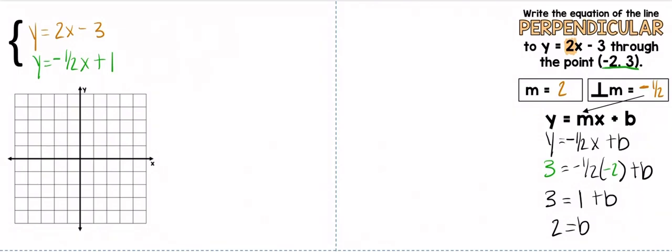So let's graph y equals 2x minus 3. So negative 3, and then my slope is 2. So I'm going to go up 2 to the right 1. Up 2 to the right 1, and keep repeating that.